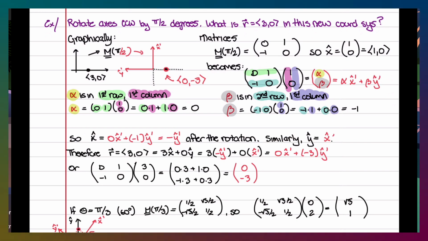I could, of course, just use the matrix again. So I have now 3, 0. I want to know how this vector changes. So again, the usual thing: first row, first column gives me this element, which ends up being 0. And then second row, first column gives me this element, which is just negative 3. So this coordinate transforms into this coordinate, which is kind of what we argued graphically.